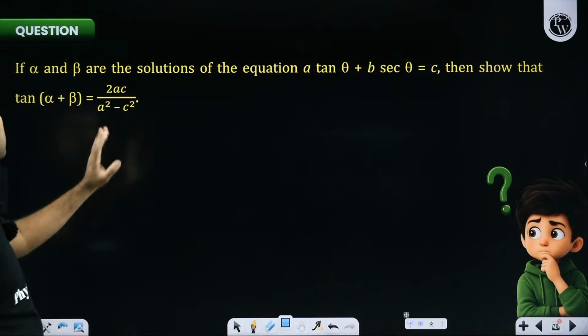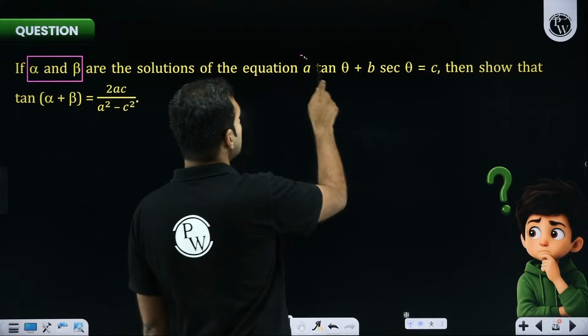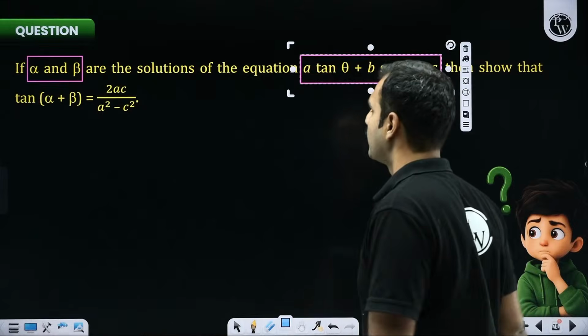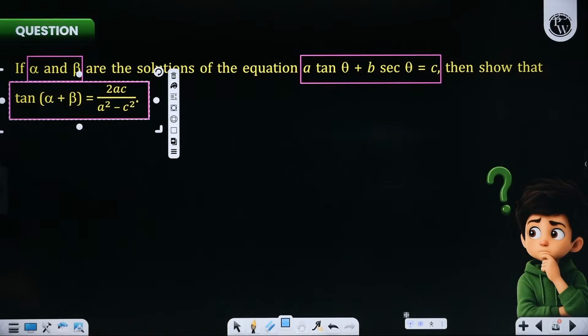Sir, what is this question? We are told alpha and beta are the solutions of this equation, a tan theta plus b sec theta is equals to c. Then they are asking us to prove this result. How can we simplify this? That's my question. Can you just look at this quadratic? I'm asking you to simplify this quadratic.